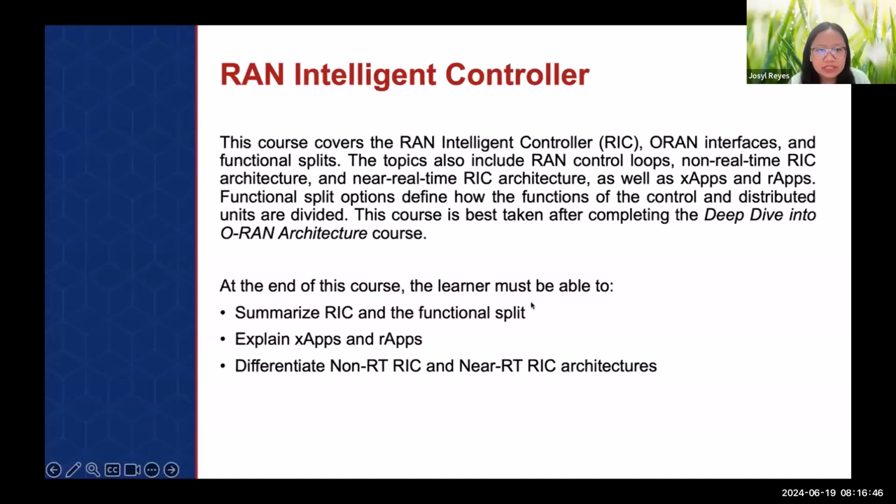Okay, so at the end of the course, this is what we are expecting of the learners: to be able to summarize the RIC and the functional split, and explain xApps and rApps. These may be third-party applications designed to perform the different non-real-time and near real-time tasks. And also differentiate the two architectures of RIC, the non-real-time and the near real-time. Okay, so for this session, let's first have a review of the architecture.